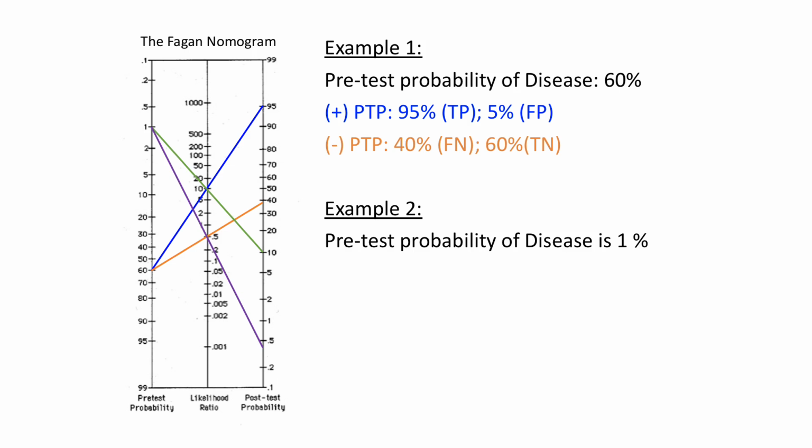Now let's turn to the example where the pretest probability is low, in this case 1%. The green line indicates the positive post-test probability, in this case, 10%. This means for low disease prevalence for this test, 90% of the time, the result that's positive will represent a false positive.